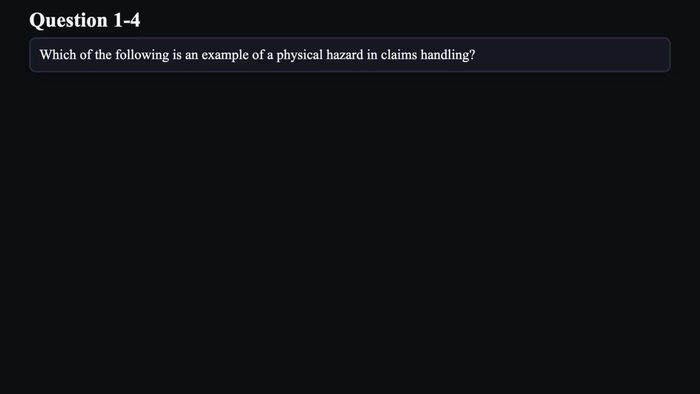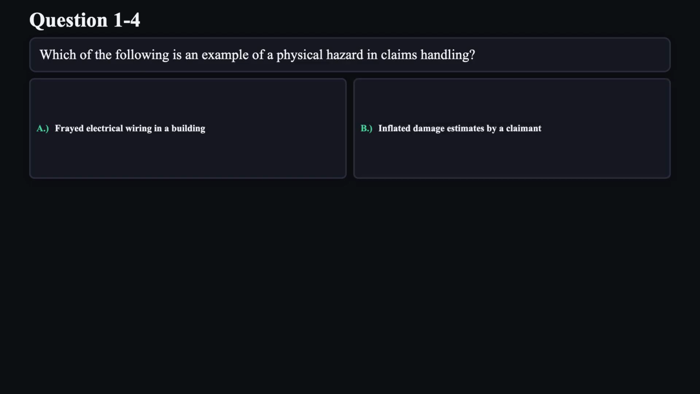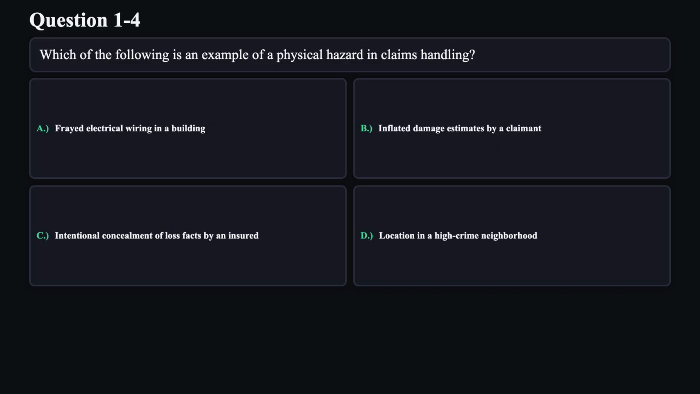Question 4. Which of the following is an example of a physical hazard in claims handling? A. Frayed electrical wiring in a building. B. Inflated damage estimates by a claimant. C. Intentional concealment of loss facts by an insured. D. Location in a high-crime neighborhood.